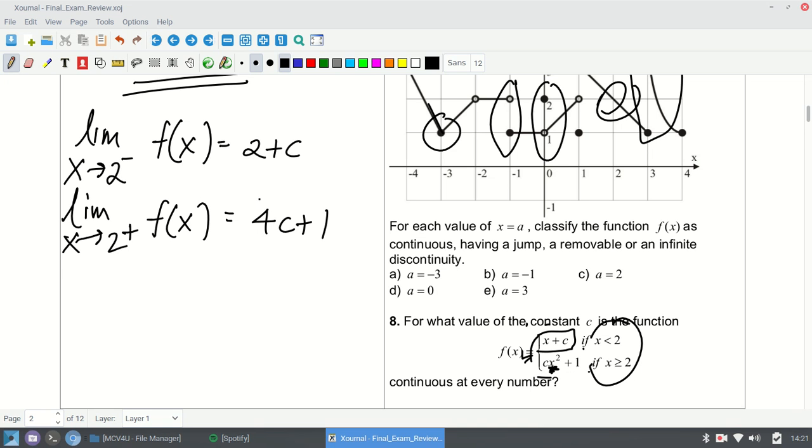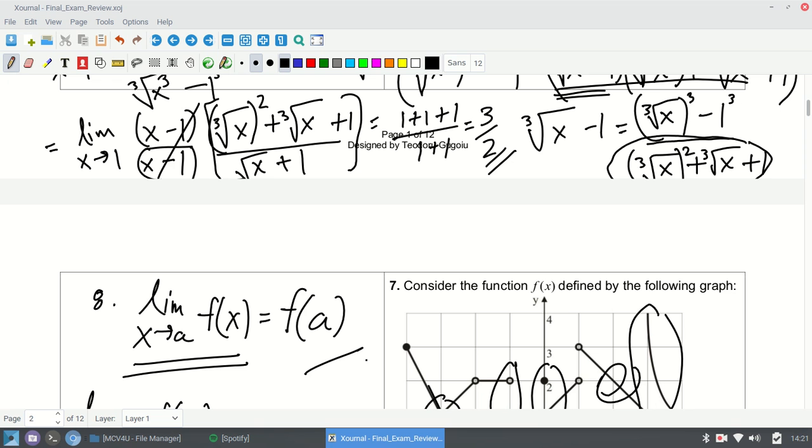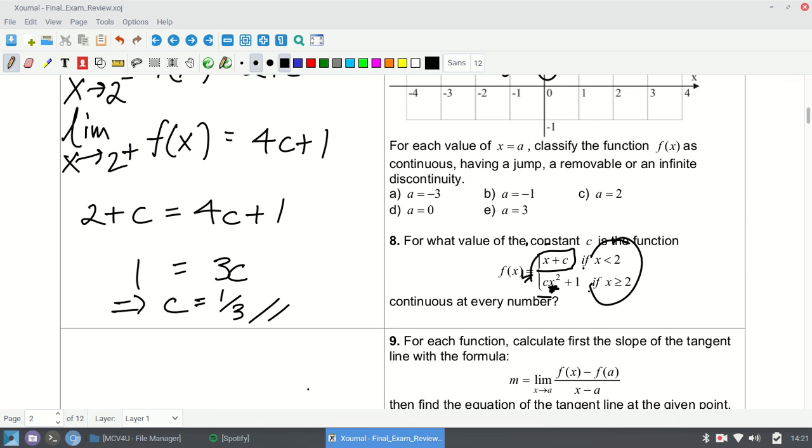The next step, to make sure that the limit exists, is to equate the two. So 2 plus c has to equal 4c plus 1. The two-sided limits have to be the same. And lo and behold, I'll get 3c equals 1. That means that c equals a third, and that's it. Then you can check that this holds, because if I plug in x equals 2 at c of a third, it will for sure equal the limit value.